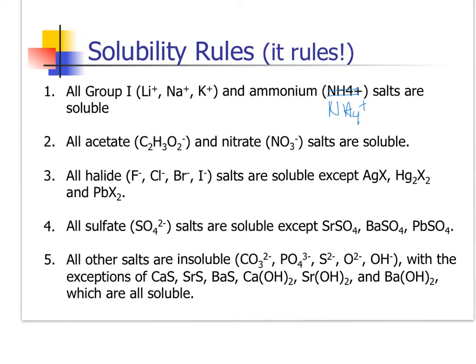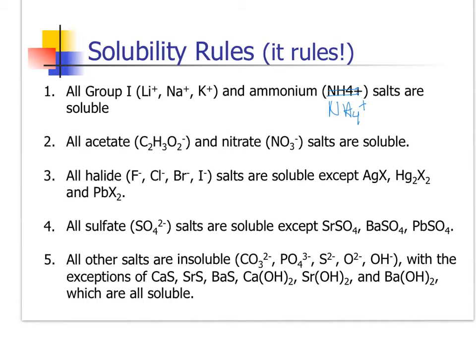Now, if you saw calcium acetate or calcium nitrate, that would be soluble because of Rule 2, because of the acetate or the nitrate, not because it's a calcium, because as we'll see, calcium sometimes will be insoluble. That means it is not going to make a solution.